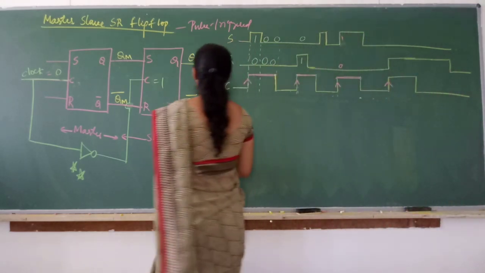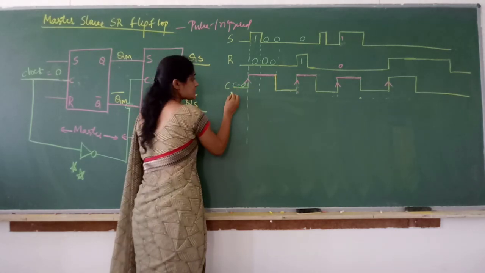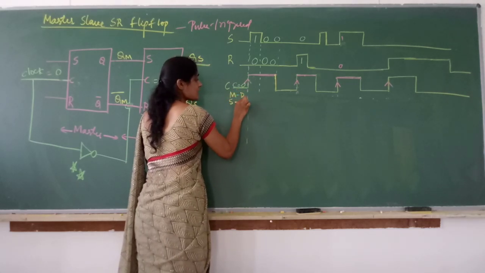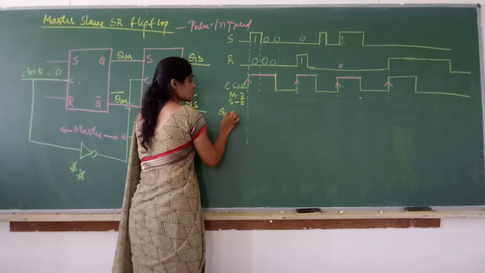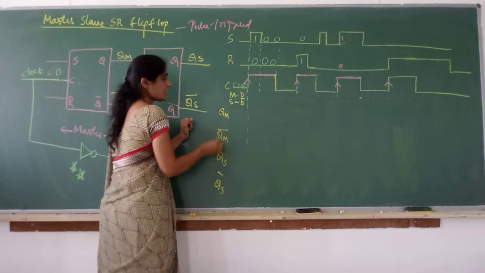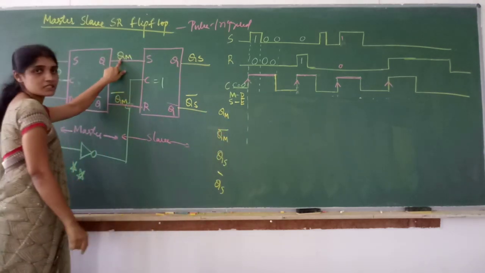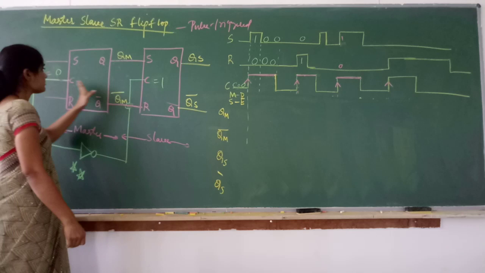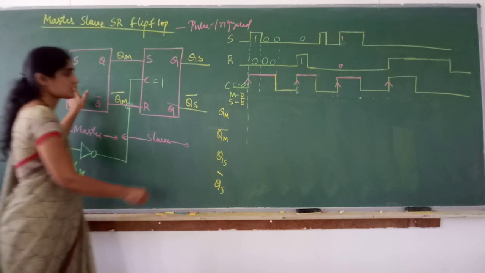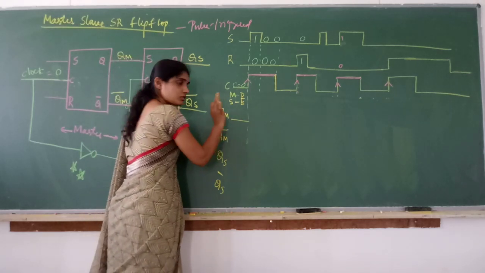Okay, now just look at this. Here clock is 0. When clock is 0, master is disabled and slave is enabled. So let me write all the waveforms: QM, QM bar, QS, QS bar. What is the output of master? It is disabled because clock is 0. So when clock is 0, what is the output of SR? Same as the previous state. Let us assume the previous state as 0, so it will be 0 only.